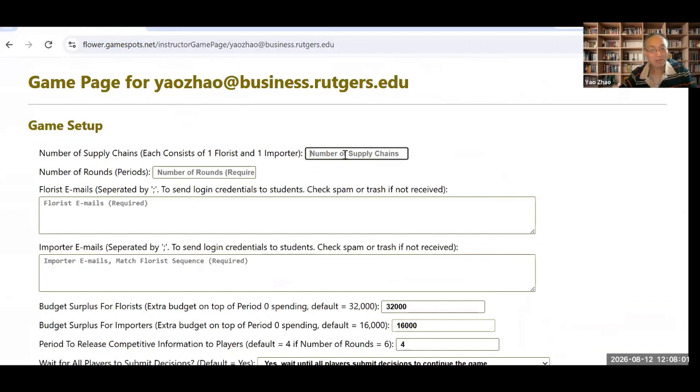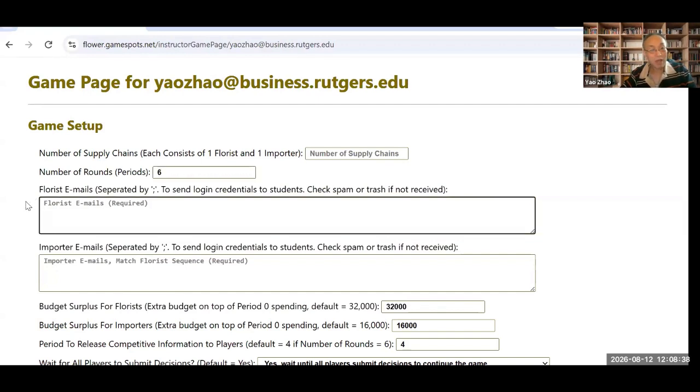And you still have to determine how many supply chains you have, meaning not how many groups of students. It's the number of groups of students divided by 2. So remember, you have student Flora teams and importer teams. You're going to split the students into 2 groups, so one group will play the florist, the other group will play the importers. And here's the total number of supply chains, and number of rounds, periods, the same thing. We typically play 6 rounds.